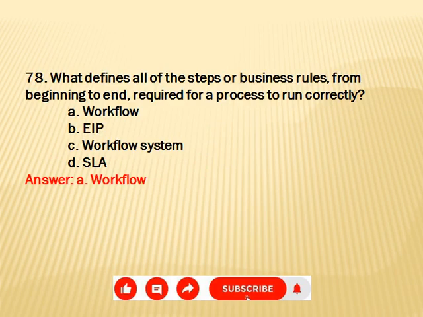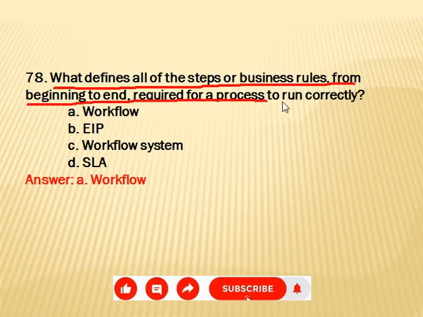Next question, what defines all of the steps or business rules from beginning to end required for a process to run correctly? Here given options are A. Workflow, B. EIP, C. Workflow system, D. SLA. Your correct answer is option A. Workflow.